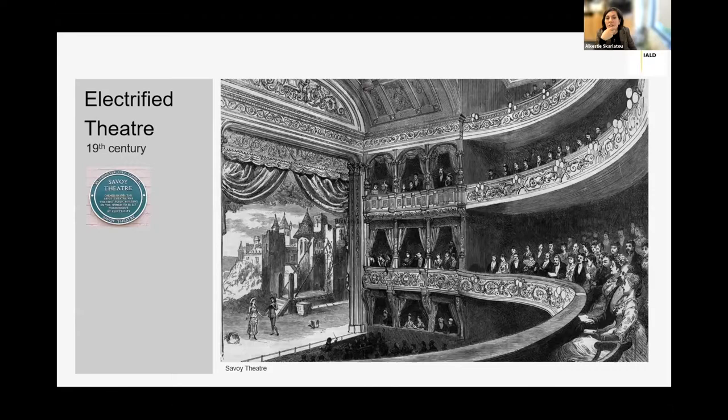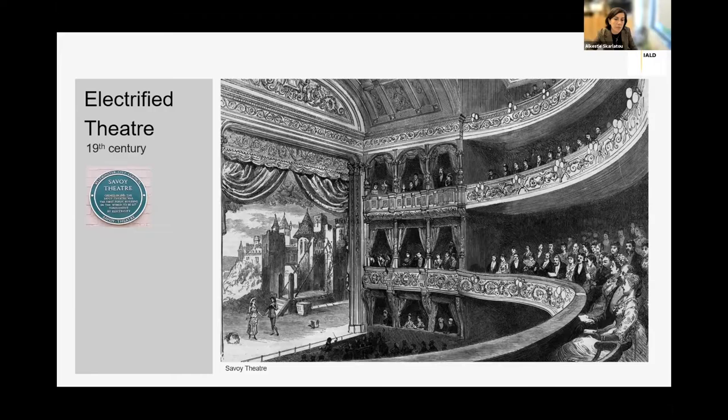And also we associate the light switch. There was no light switch. You would have to turn every single gas outlet by going there by proximity. So when the electricity came, it swept the gas out of the buildings very, very fast. So the gas era was a very, very short period.